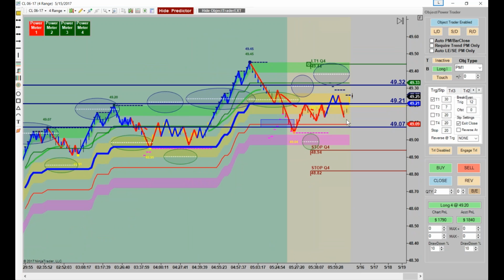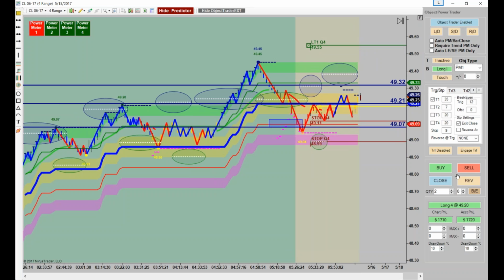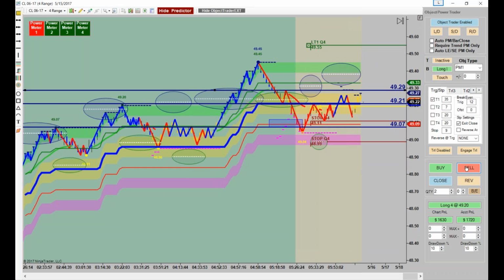Now, if they don't, we're going to put our stop underneath here anyway. And we've got 4 on here, so we got to be careful because we've got 4 on one target. So what I'm going to do is I'm going to take 2 off if it happens to hit this resistance right here. We'll go ahead and sell 2.